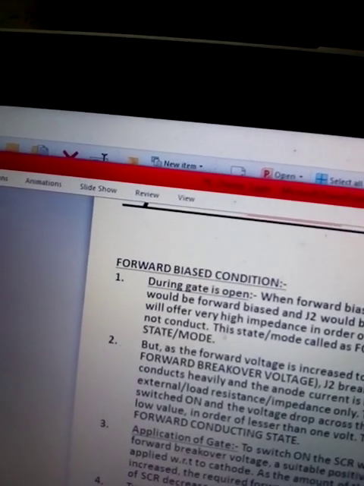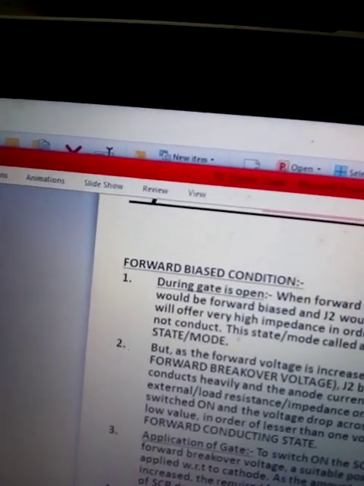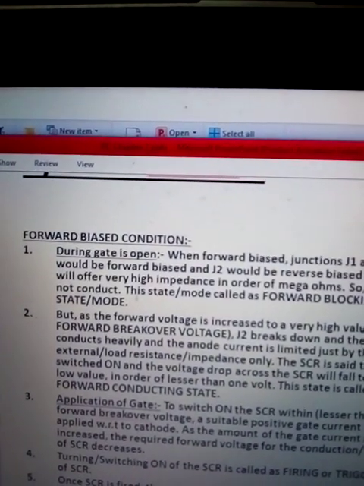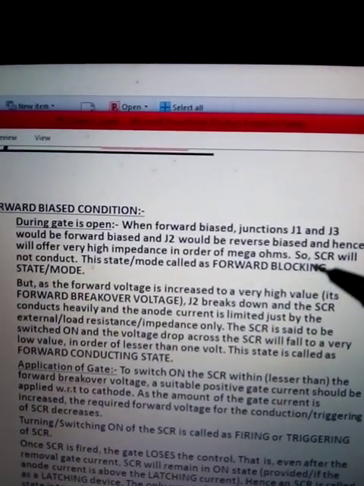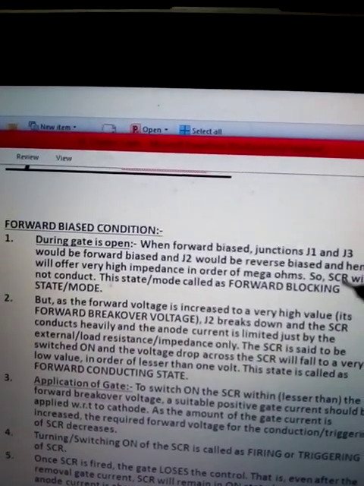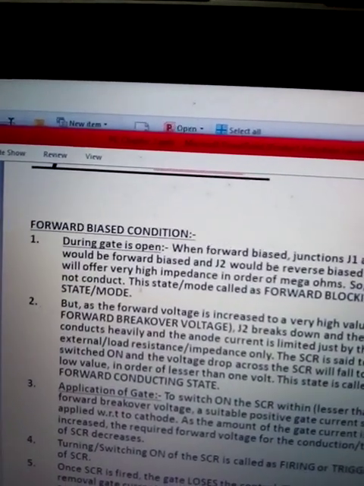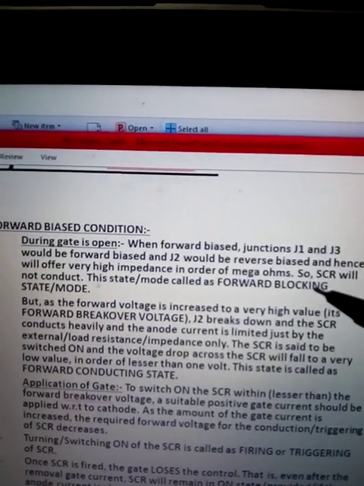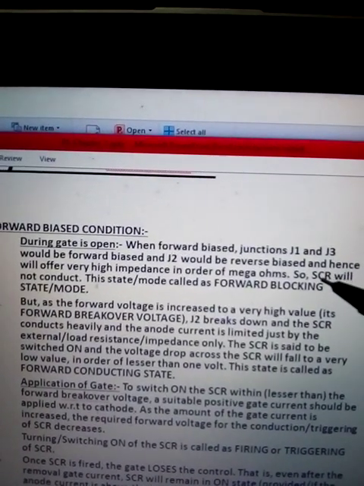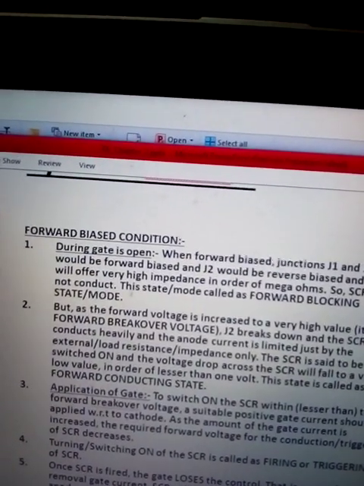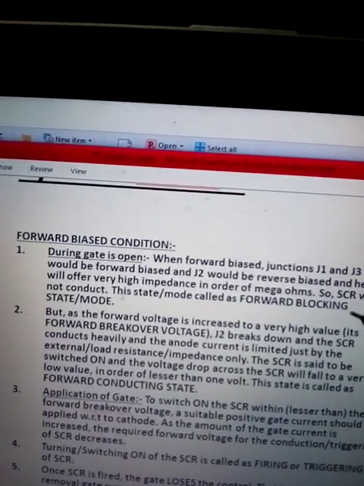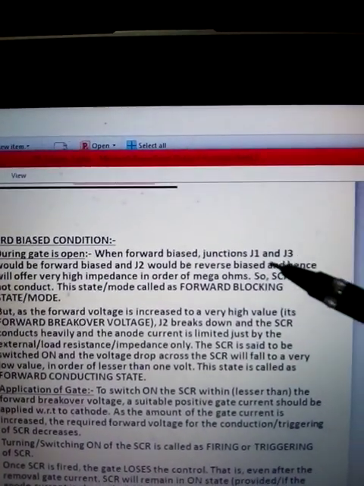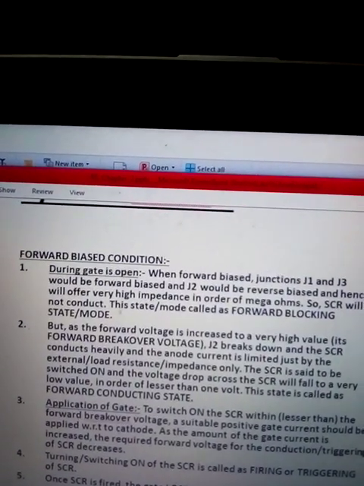So this is the explanation here. I have made the notes short, but in the video I will explain in detail, because if notes are made too long, it will be difficult for you to write in examination. So this is the forward blocking state or forward blocking mode.